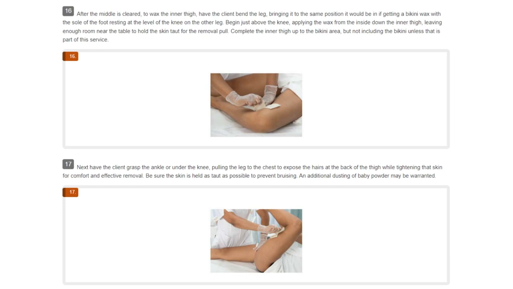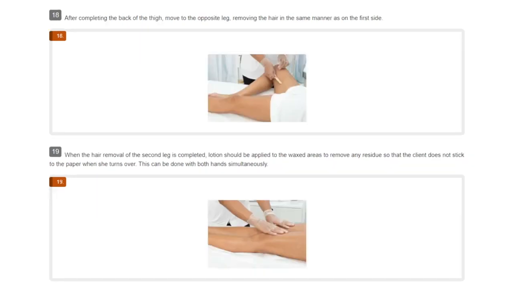expose the hairs at the back of the thigh while tightening that skin for comfort and effective removal. Be sure the skin is held as taut as possible to prevent bruising. An additional dusting of baby powder may be warranted. 18. After completing the back of the thigh, move to the opposite leg, removing the hair in the same manner as on the first side.